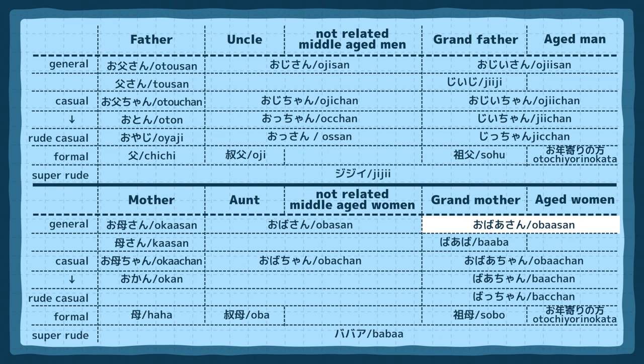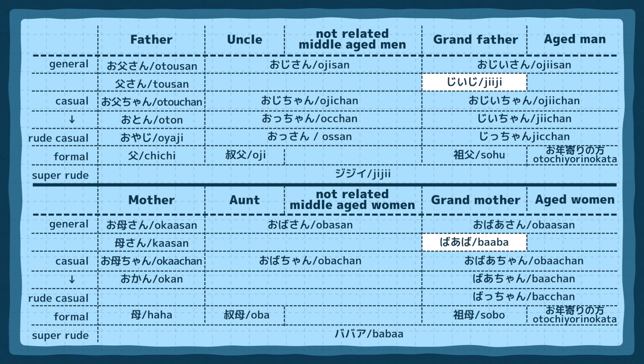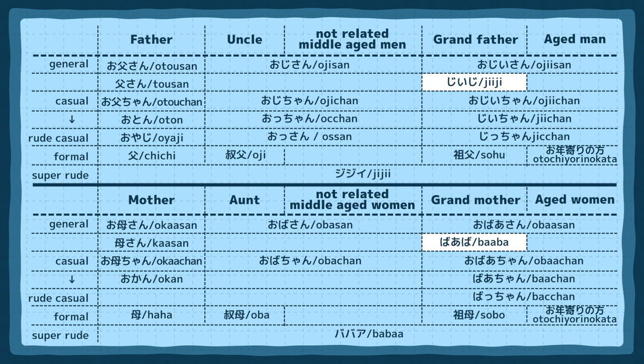Ojisan and ojiisan, obasan and obaasan. They're similar, just single or double vowels in the middle part. But it's a huge difference, so you gotta be careful. And since ojiisan and obaasan are too long for kids, some kids call their grandpa and grandma jiji and baba.